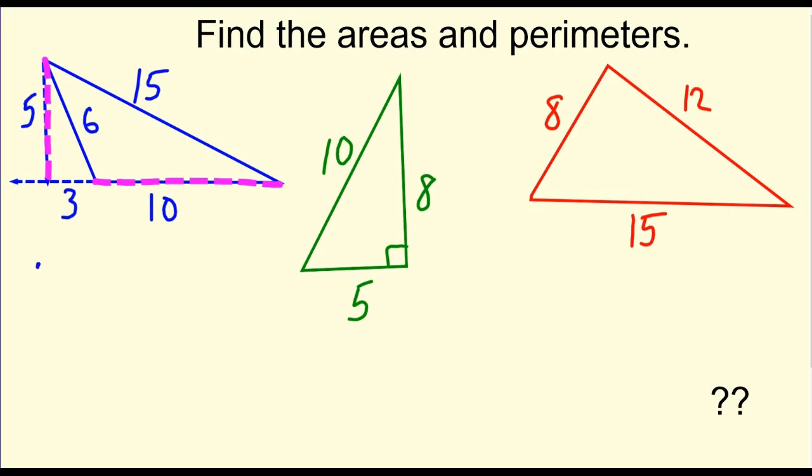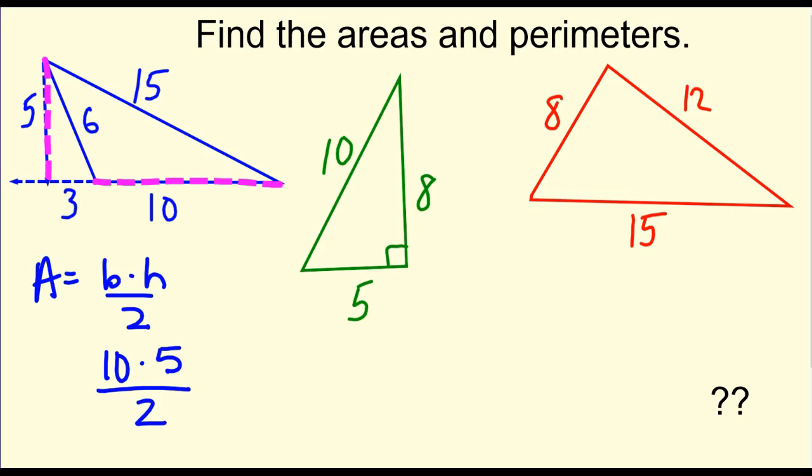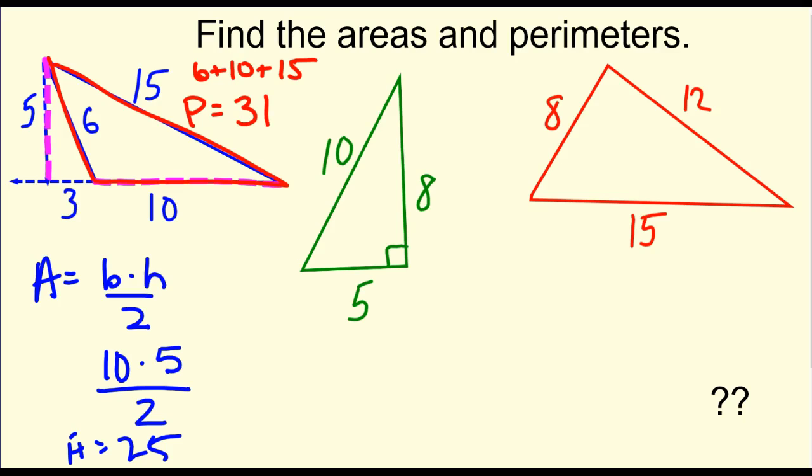So the area of this would be base times height divided by 2. So the base is 10, the height is 5, and cut it in half. So 5 times 10 is 50, cut in half. I get an area of 25. Okay, and then perimeter. Add up the 3 sides. So 6 plus 10 plus 15. Looks like I get 31. And I don't have any units here. I should, but I don't. So we'll just leave our answers like that.